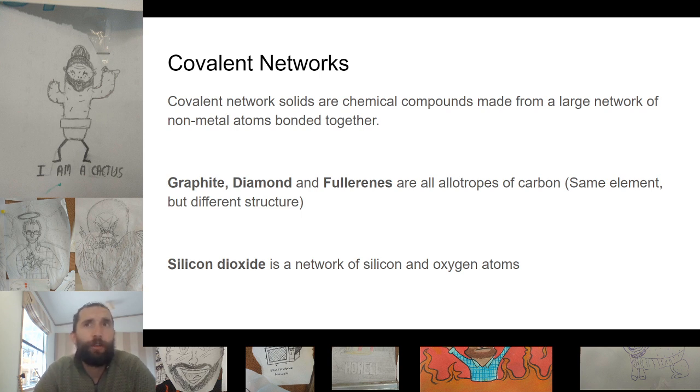Graphite, diamond, and fullerenes are all allotropes of carbon. So these are the three that we're going to be looking at. And they're just made from carbon atoms. So that's simple, at least. You say what they're made from, but they are in a different structure. So they might be arranged differently. So an allotrope means same element, carbon, but different structure. So diamond and graphite, they're both made from carbon, but they're extremely different. And then the other one we're going to look at is silicon dioxide, which is also known as silica.